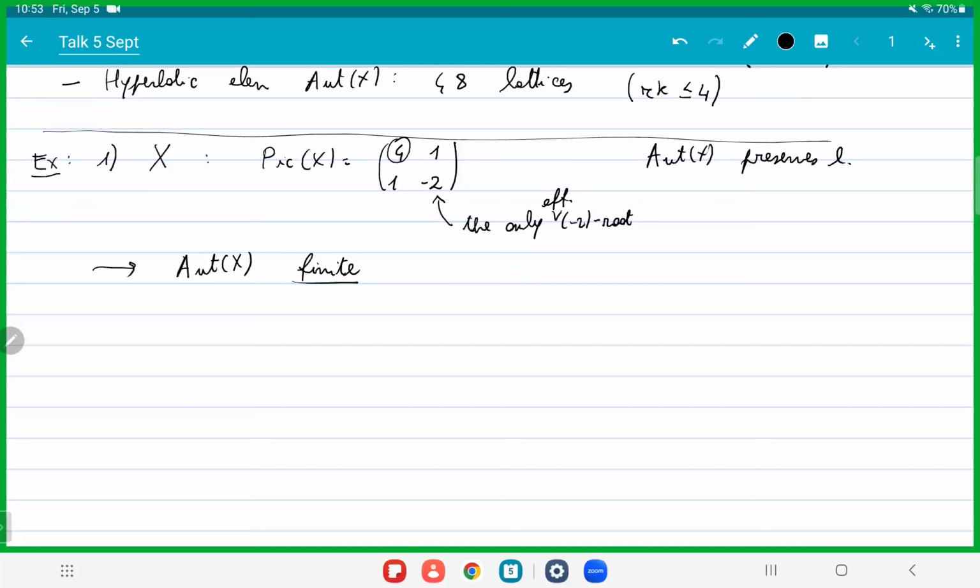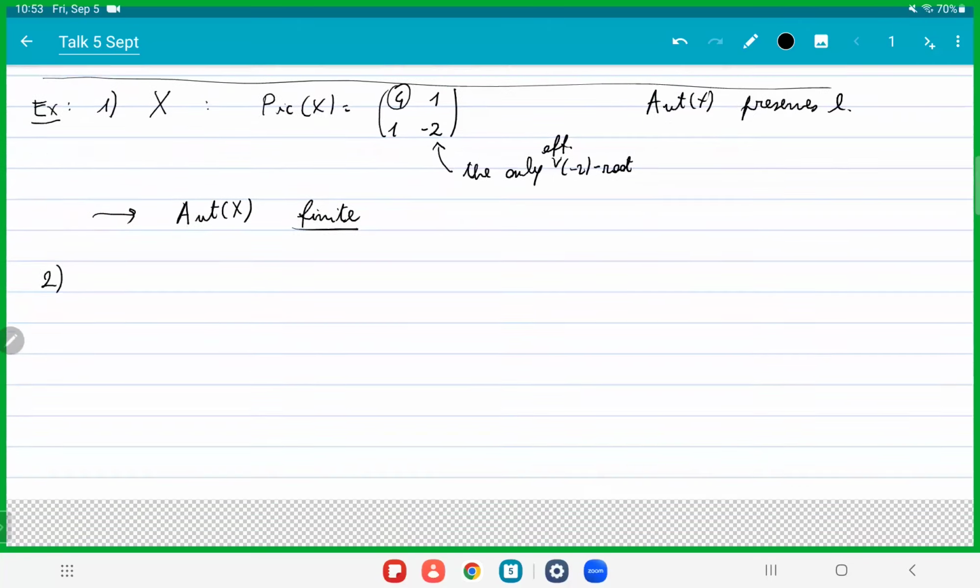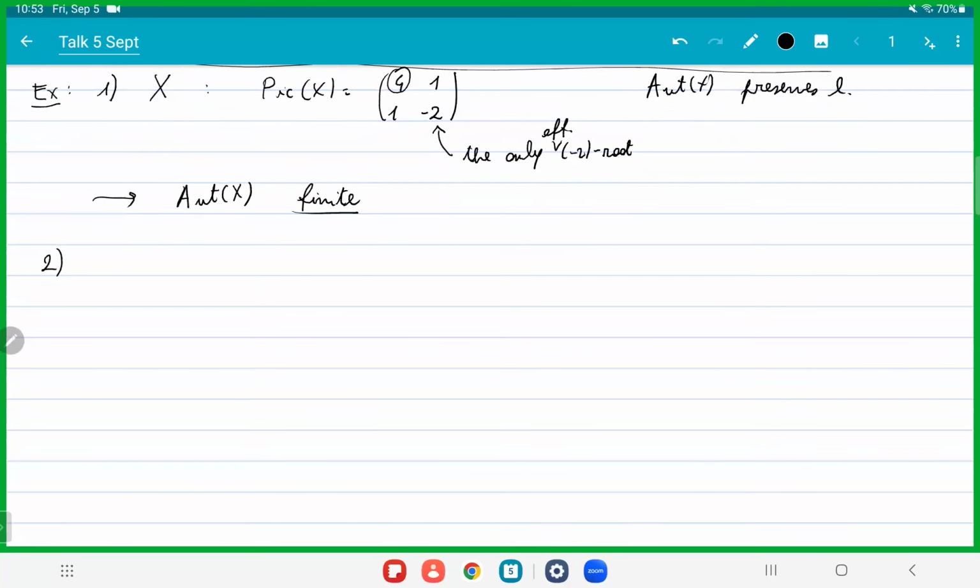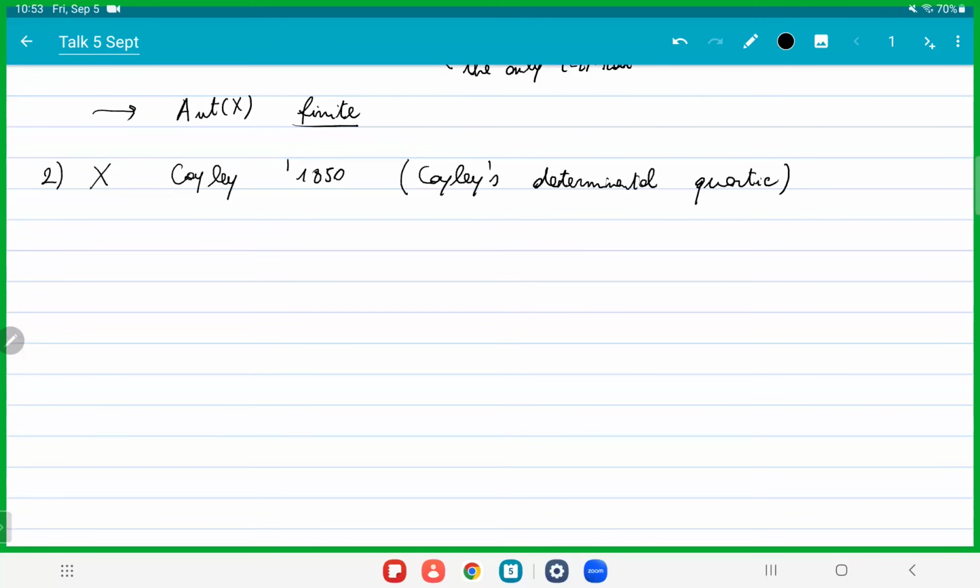So pretty easy in this case. The automorphism group of these K3s is always finite. Let's consider, for instance, a more complicated quartic in P3. This is an example that was studied by Cayley, I think around the 1850s, and sometimes people call this Cayley's determinantal quartic. It can be described as the determinant of some nice matrix. It's a really nice description of a quartic.